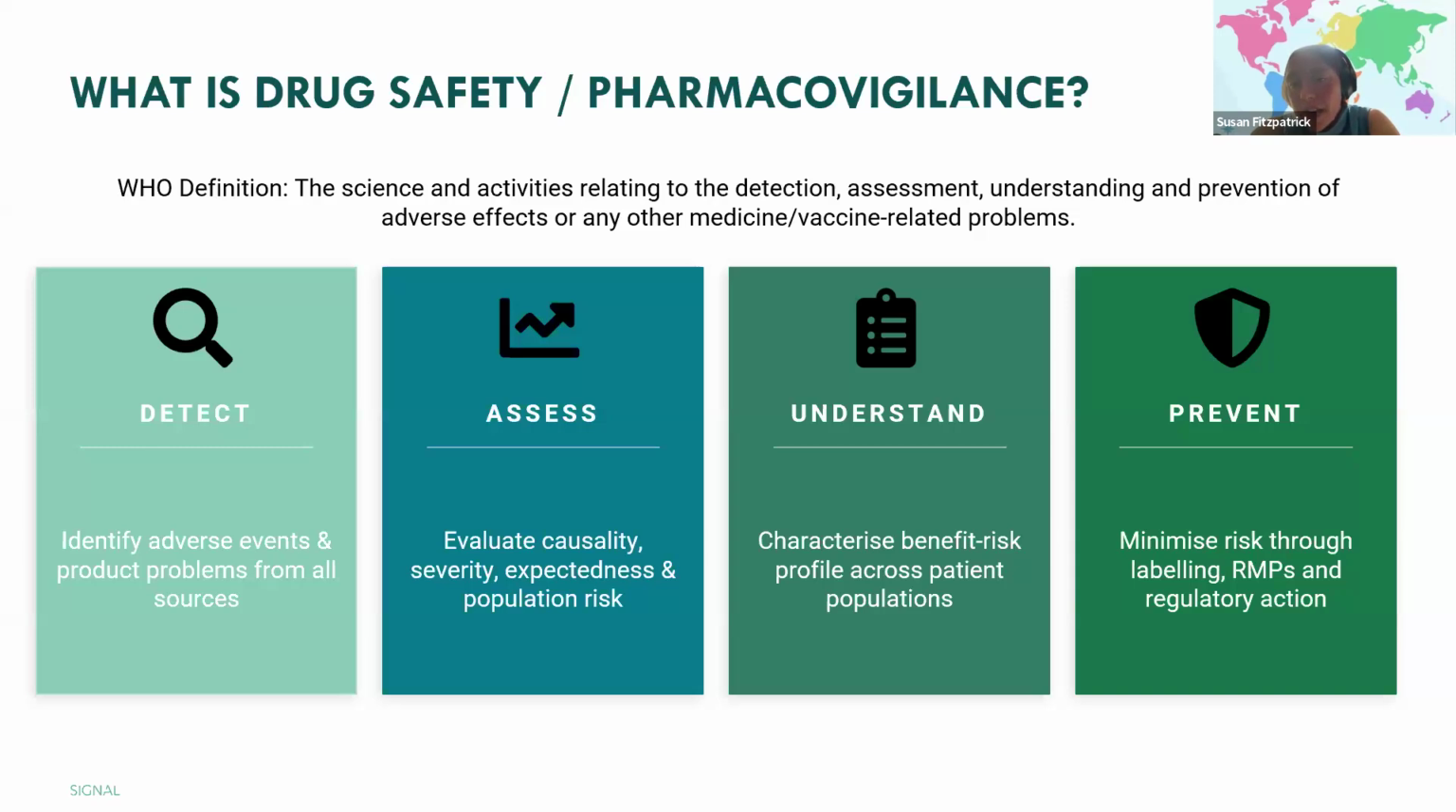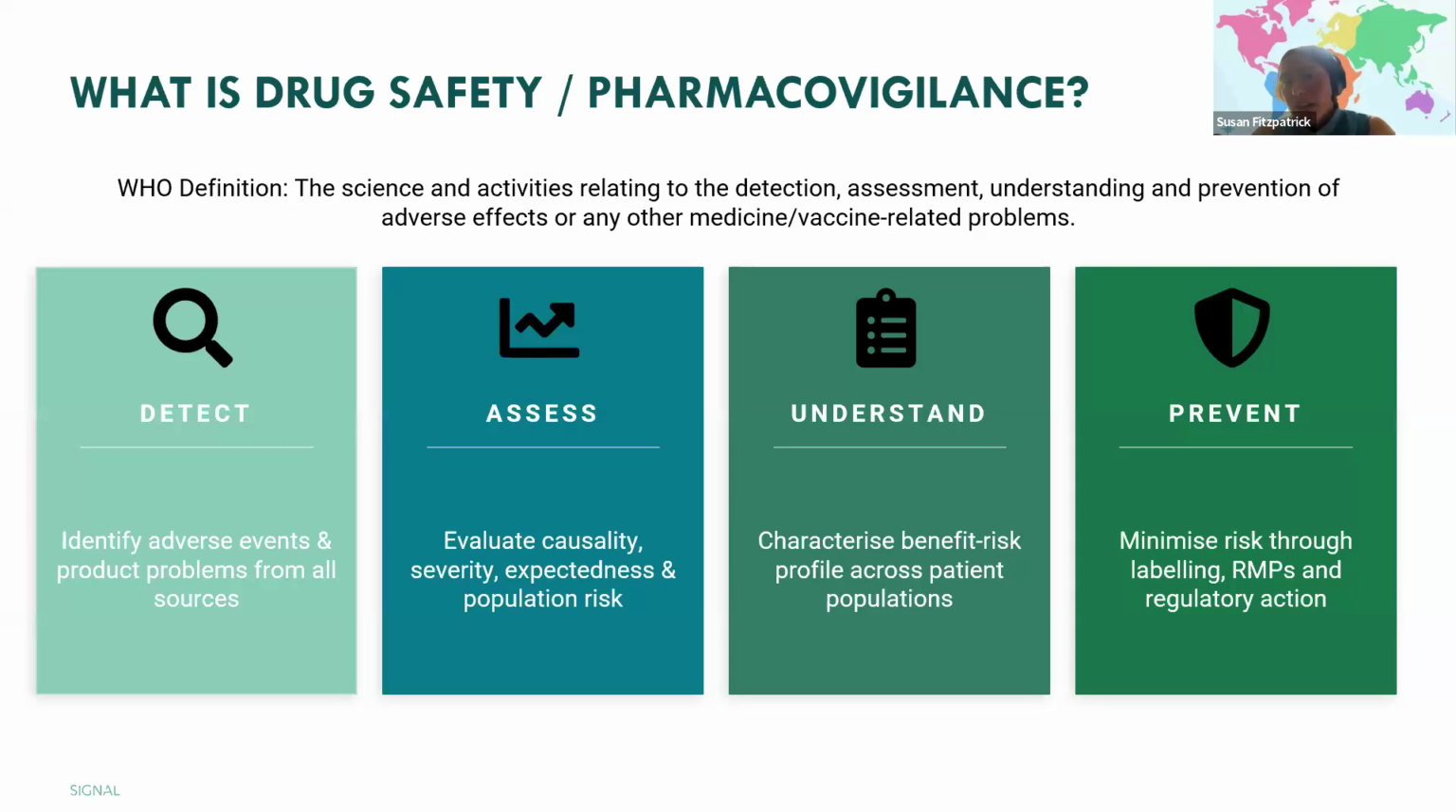Now, detecting means identifying adverse events from all available sources. Assessing means evaluating the causality and severity of that adverse event. Understanding is about characterizing the true risk benefit profile across our target populations. And prevention is about minimizing risk through updates to our study documents like our protocol, our investigator brochure down the road, updates to our product label, and other proactive risk mitigation strategies. So that's the formal definition. In practice, it means recognizing clinical patterns early enough so that we prevent any harm to our patients.